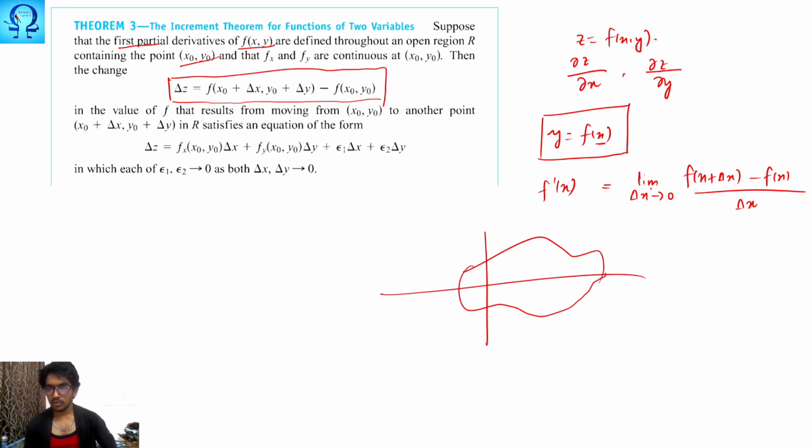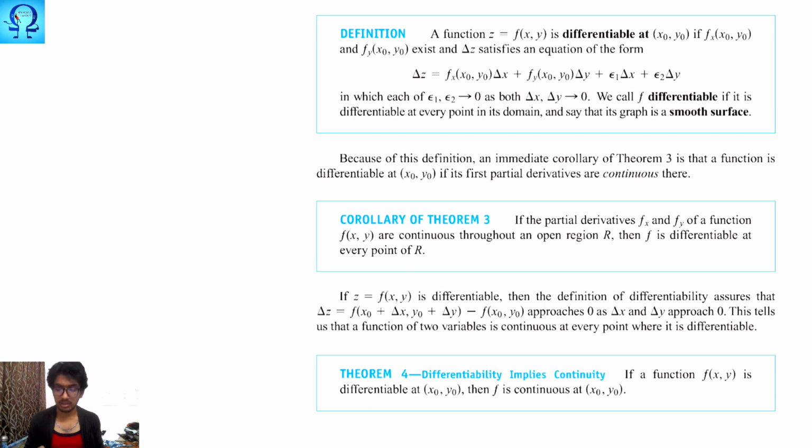When you try to replace this with some quantity, you will have plus epsilon. The same is written here for the two variable setup. Your delta z may be written this way. This is the increment theorem for functions of two variables. As your delta x and delta y approach 0, your quantities epsilon 1 and epsilon 2 go to 0. With this we define the differentiability of two variable functions.